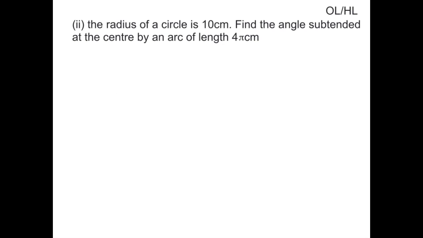And the second part of this example reads that the radius of a circle is 10 centimeters. Find the angle subtended at the center by an arc of length 4 pi centimeters. So a slightly different question, but first things first, we'll have a look at what information we've been given. So we're told the radius is 10 centimeters. We have an arc of length 4 pi centimeters, and we're asked to find the angle subtended at the center.